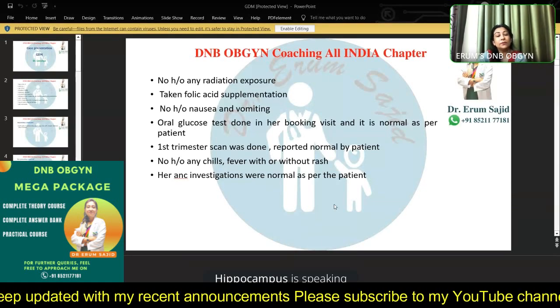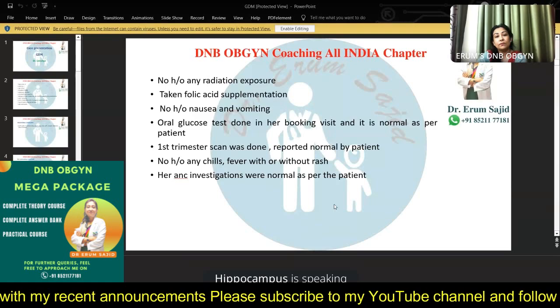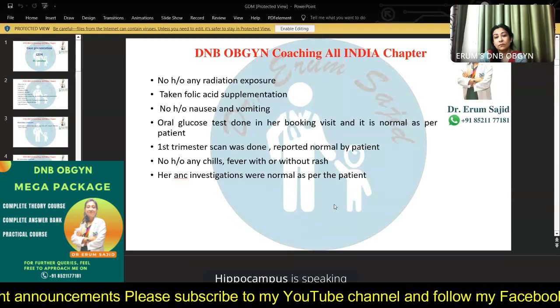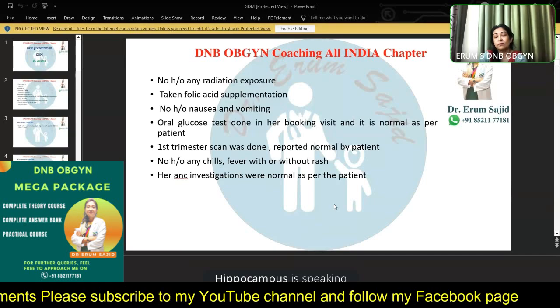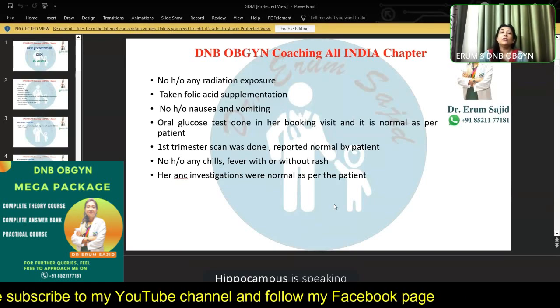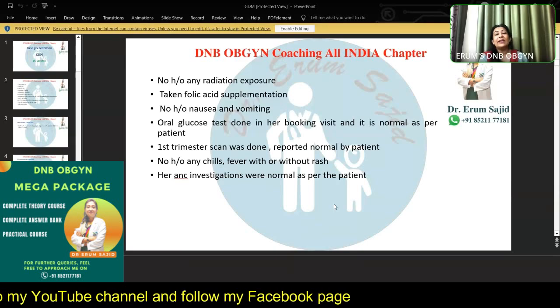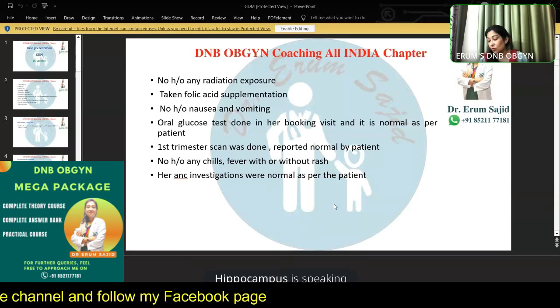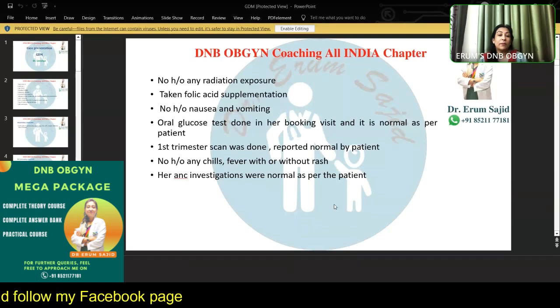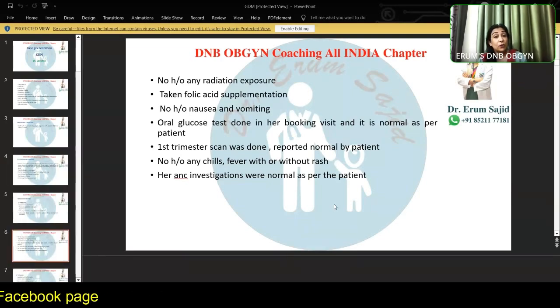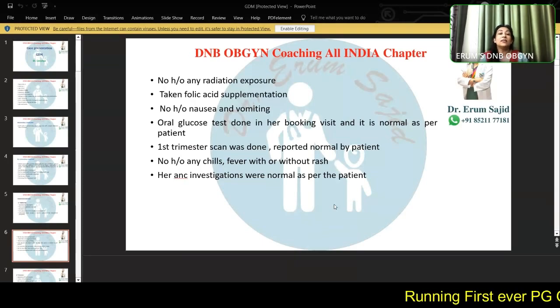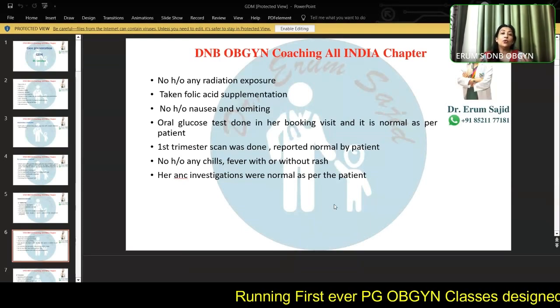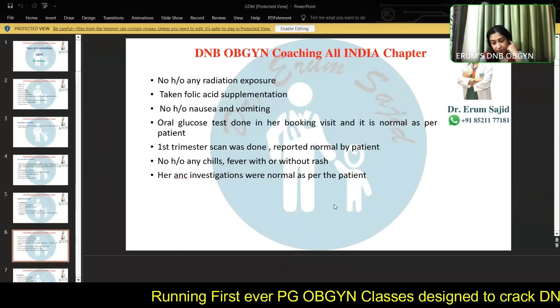Yes. Here we have to note that she underwent oral glucose test in her booking visit, and it is normal as per the patient. Okay. Though I would have asked you when you would have given me a leading answer or a leading reason to ask you this question, you never mentioned anything about it. Even if you do get such a thing in an examination, please don't mention it in the first trimester. Let the examiner ask you. But yes, since you have already told me this thing, you've written this down, OGTT. Why did you do OGTT in your patient in the first trimester?